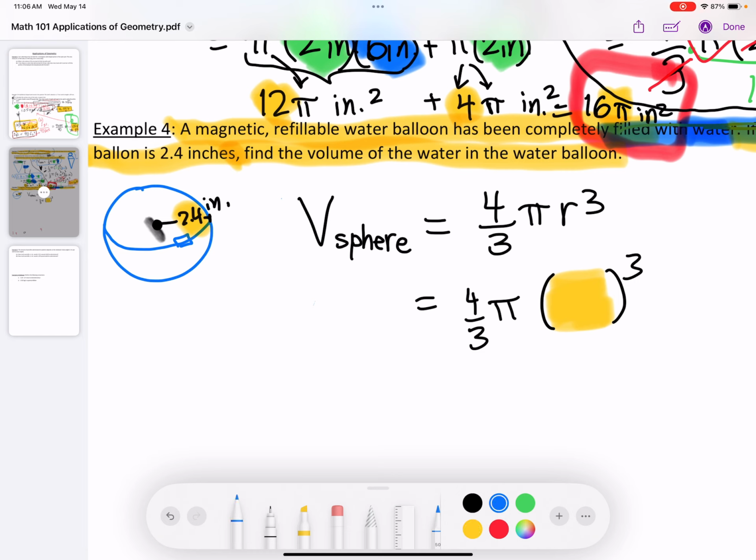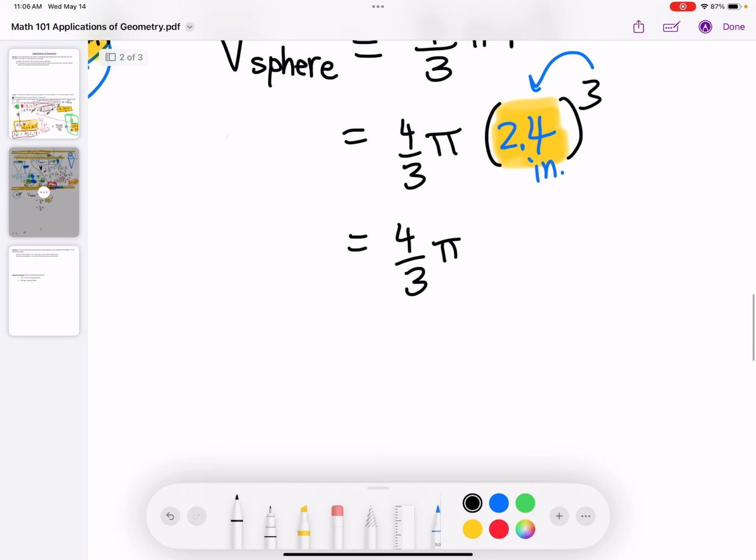Okay. 2.4 is the radius, in inches cubed. All right. Well, it will be cubed. So my order of operations tells me I have to raise the 2.4 to the third power first before I even try to involve the 4/3 pi. So he's going to be along for the ride. He's just kind of sitting there, relaxing. But what's really going on is 2.4 multiplied by itself 3 times, right?